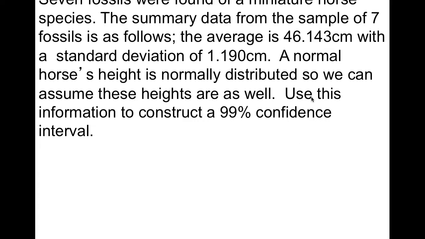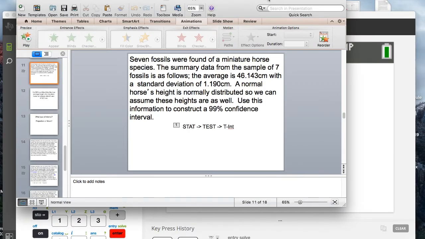Now that talk about normal distribution, that's one of the conditions that, again, I'm not going to be overly concerned about because we're not in the classroom setting. So I'm really going over the most general basics for confidence intervals. So again, we're talking about an average. So the information you need is the average, the standard deviation, sample size, it says 7 fossils, and our confidence level, 99%. Okay? This is going to the same spot, stat, test, T interval again. So I'm going to go back to my calculator.